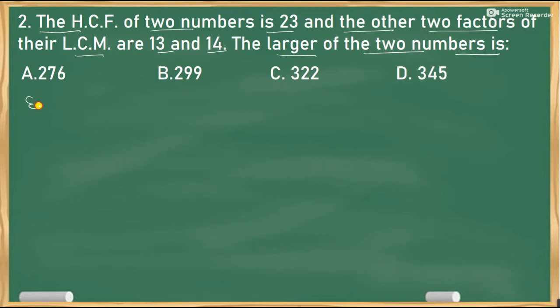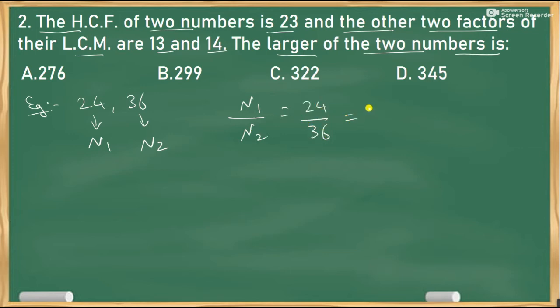Now let us take an example of numbers which we are comfortable with. That is 24, 36. Clear? So let me assume I'll just take 24 as n1 and 36 as n2. Now you divide n1 by n2. So that is 24 by 36. And if you cancel it, you will get 2 by 3.